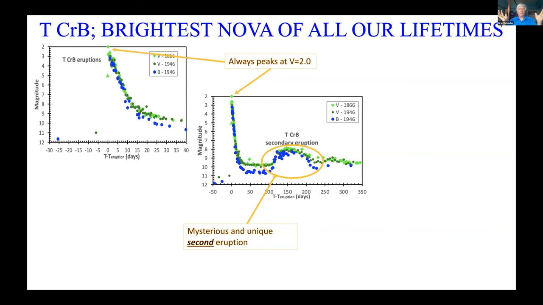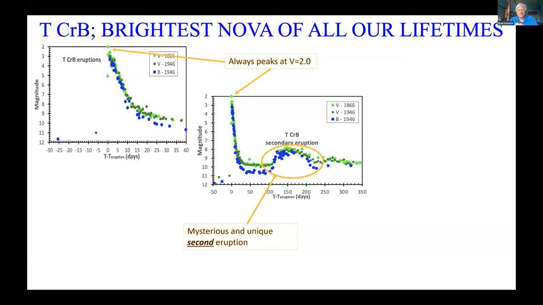But no, what happened is T CrB, about 100 days after the eruption, started brightening again. It got up to eighth magnitude, and it stayed up at eighth magnitude for about 100 days before going back down to its steady low state level. Okay, so what is this? There's a second eruption getting up to 8th magnitude, about half a year after the original eruption. No apparent connection between the two, but it happened identically in 1946 as in 1866.